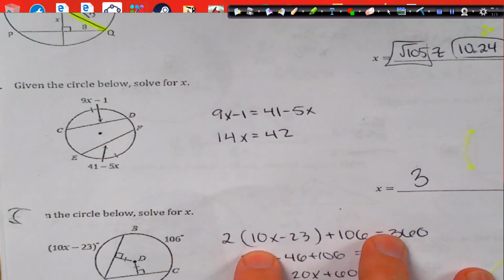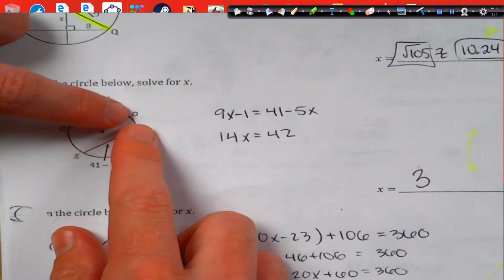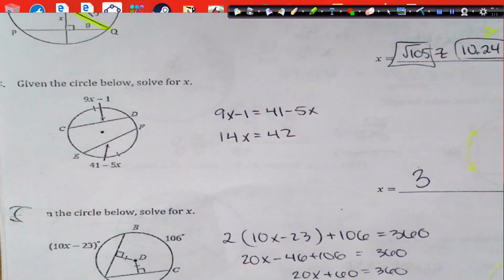All right, this is a chord one. One of our rules states if we have congruent arcs, then we have congruent chords. So we set them equal to each other and got x equals 3.